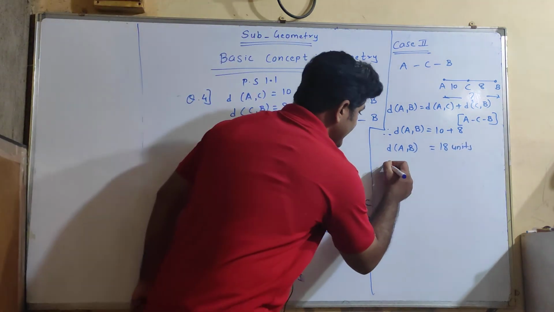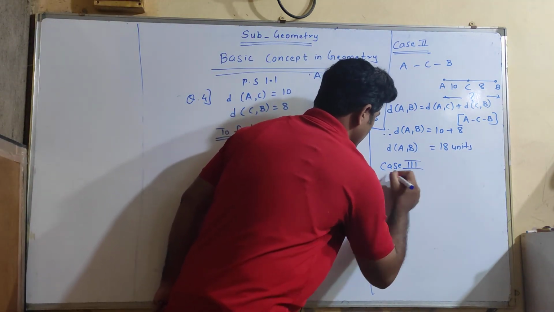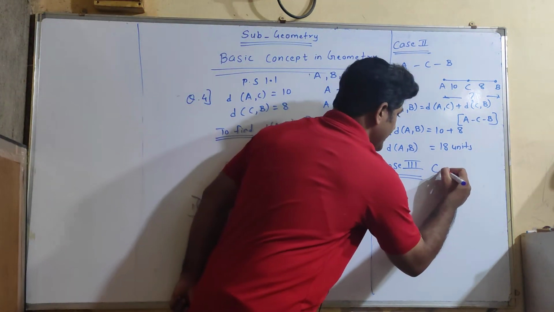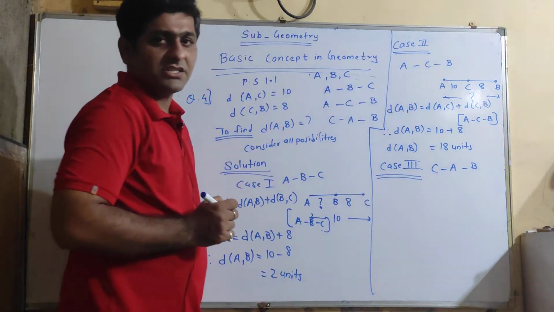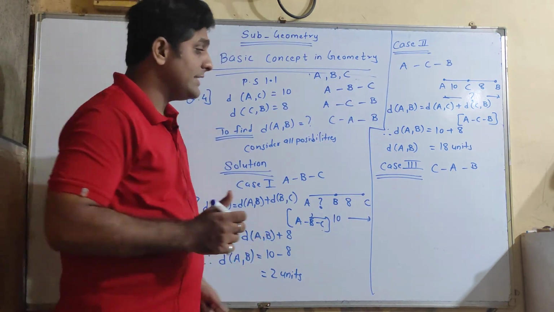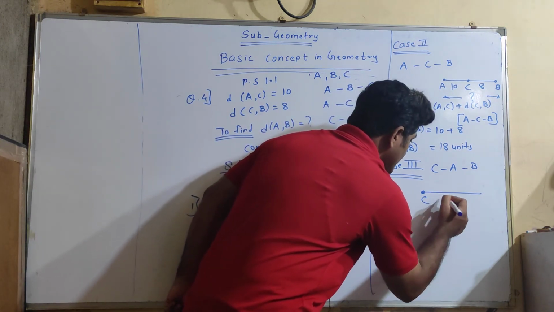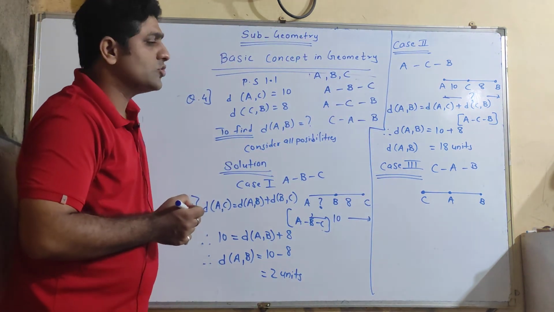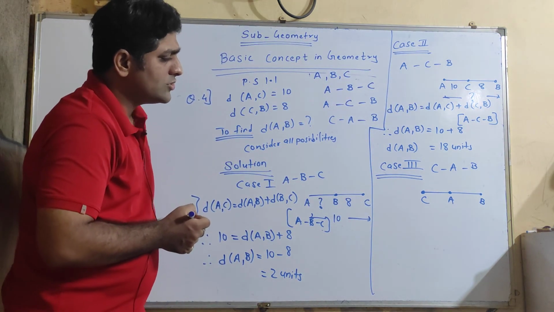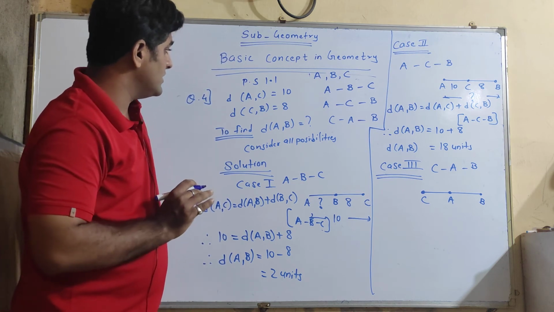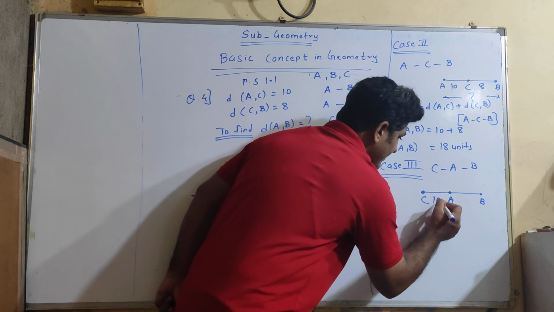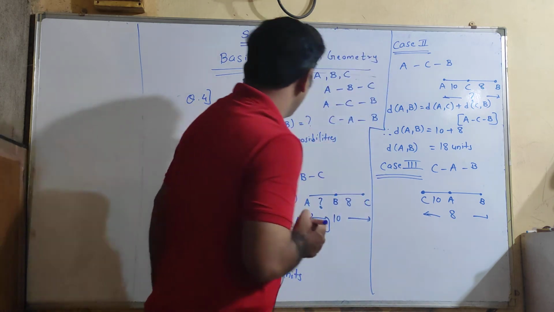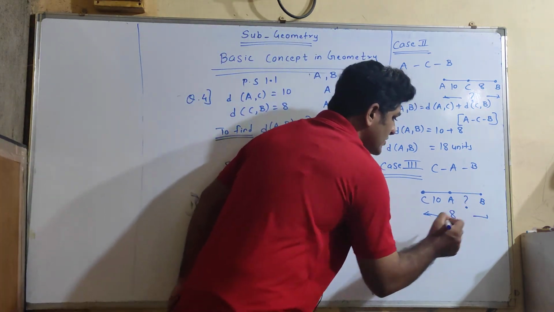Let's move on to case 3. Okay, case 3 is C-A-B. Let's write down C-A-B. Let's draw a figure accordingly. So over here C, A and B. Is it clear students? C, A and B. So this is what we have. Let's write down the distance now. AC is 10, full CB is 8, and AB is question mark.